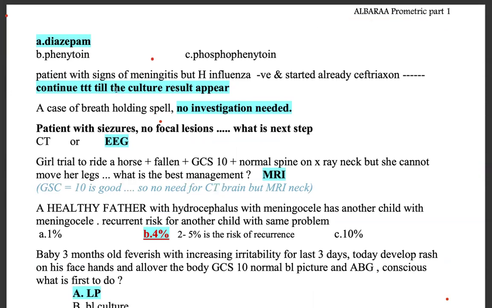Next question. Patient with signs of meningitis, but H influenza negative and started already on ceftriaxone. Continue treatment till culture result appears. So he has just given here a sentence that there is a patient who has been diagnosed with meningitis, but not from Haemophilus influenzae B. The patient is also started on ceftriaxone. What do you do? You continue till the culture result appears. Then you will decide whether you want to give another antibiotic or what you have to do.